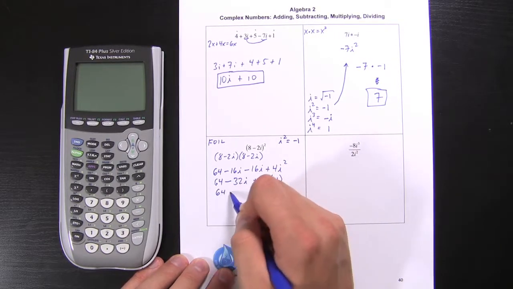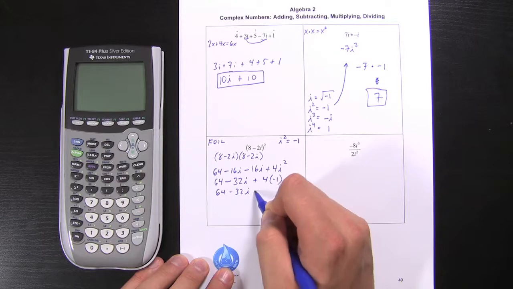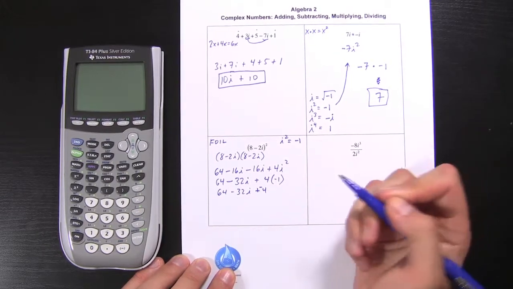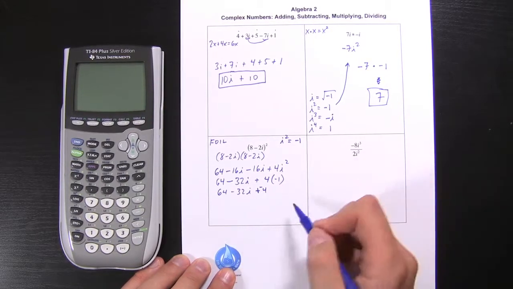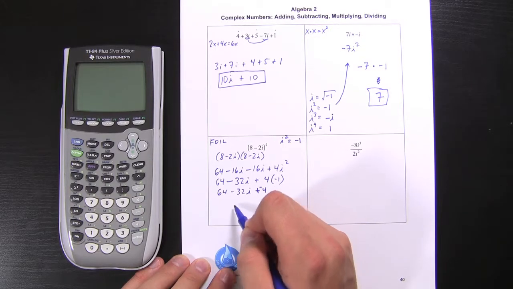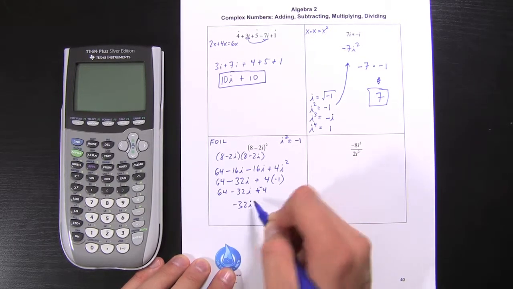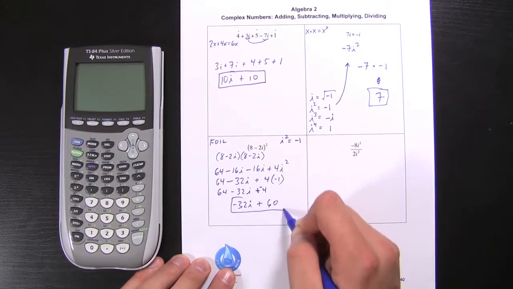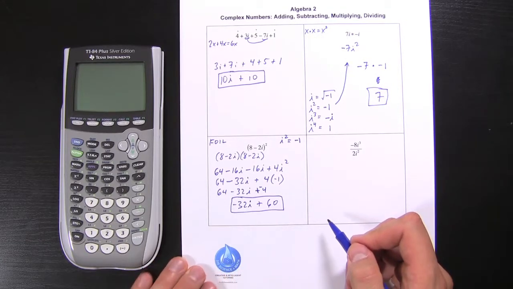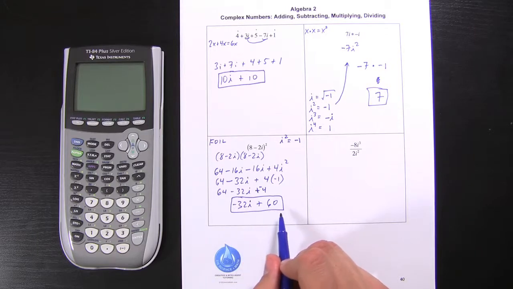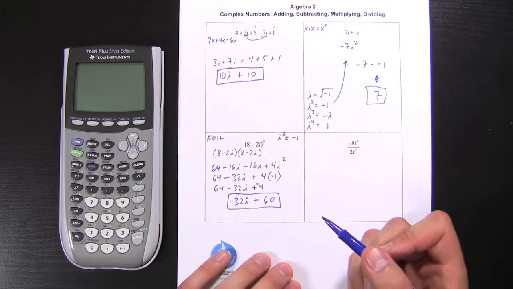So 64 minus 32i minus 4. You could also write it as plus -4. It doesn't really matter, it means the same thing. So I'm going to combine these together, and I'm going to write -32i plus 60. And that, my friends, is the final answer. As a general rule, you want to write the imaginary numbers first, and then write the regular whole numbers after that. All right, we've got one more problem.